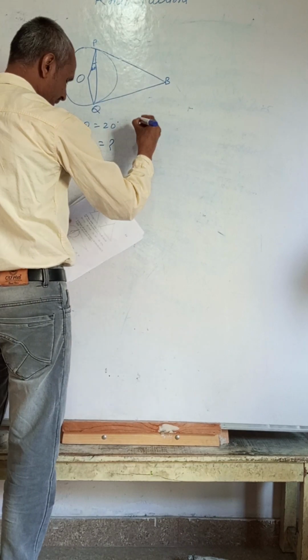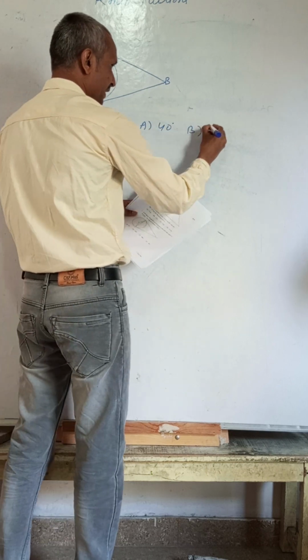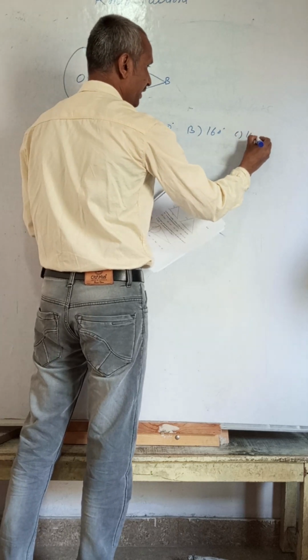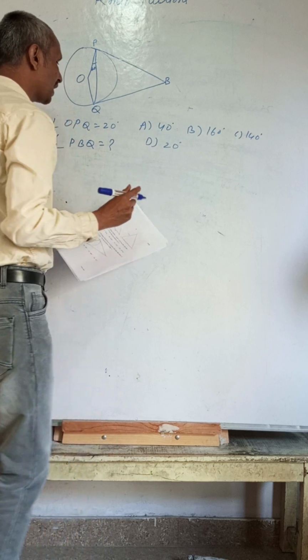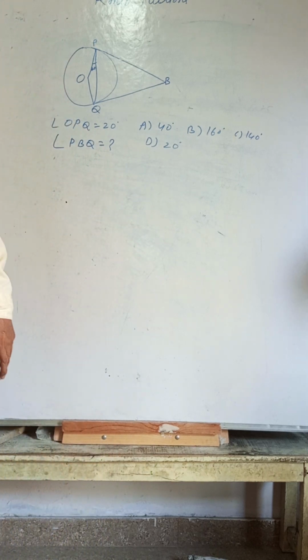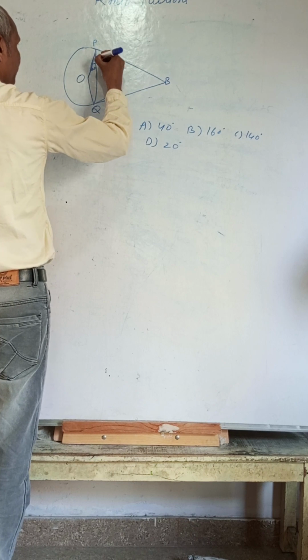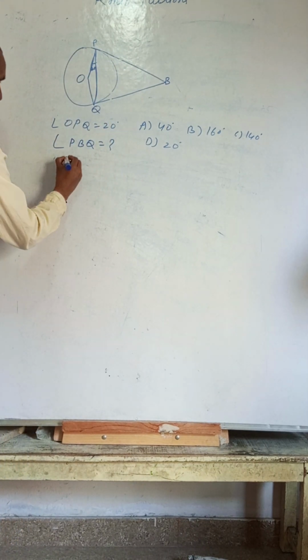Options given here: option A, 40 degree; option B, 160 degree; option C, 140 degree; and option D, 20 degree. We are going to find that angle. Now see, this is a triangle. What is the name of the triangle? PQO.